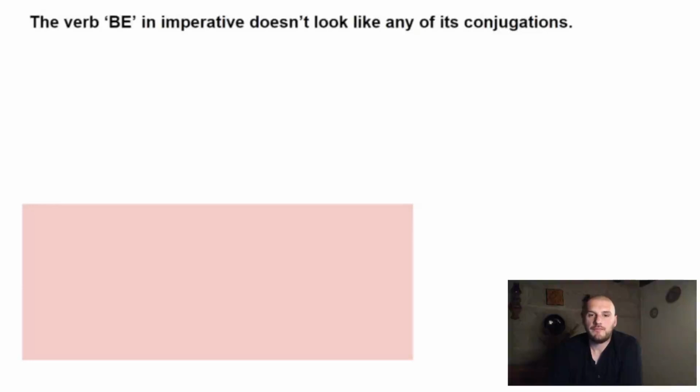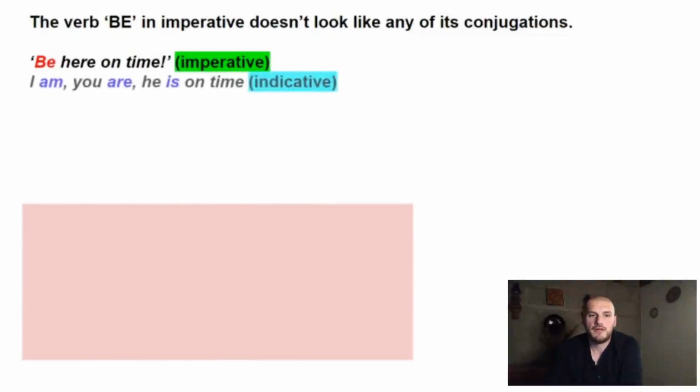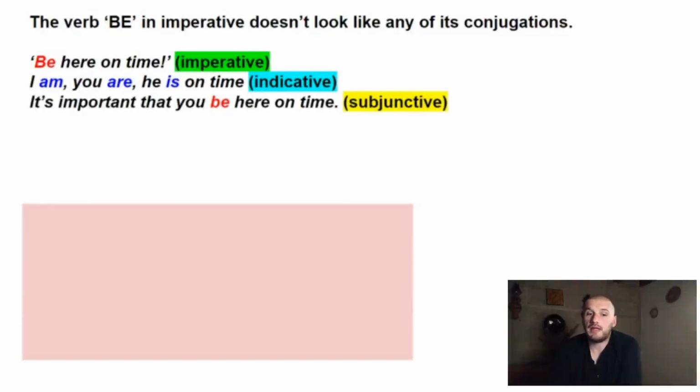The verb be in imperative, of course, doesn't look like any of its conjugations. So, be here on time is an imperative, right? We saw this in basic level, imperative. Be here on time. I am, you are, he is on time. This is a normal indicative present tense, right? It's important that you be here on time is a subjunctive, okay? So remember, we still have this structure. It's important that you, and then the verb in the base form. Now, because be is a special verb, it's very, very different in its base form to in its indicative forms, right?